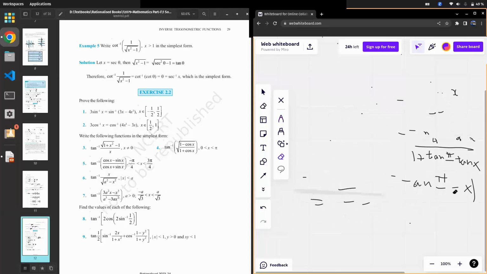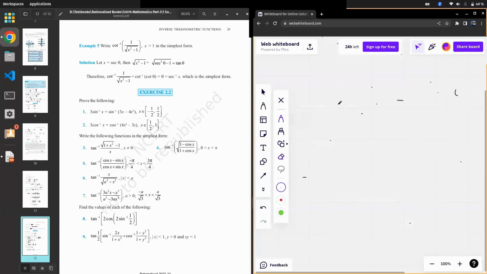After substituting, we will get a sine theta divided by root of a square minus a square sine square theta. If you take a out, we will get 1 minus sine square theta, and we know that 1 minus sine square theta is equal to cos square theta. The square and root will be cancelled and a will be cancelled. We will get this as tan theta. Tan inverse of tan theta will be theta. So the simplified version will be theta.